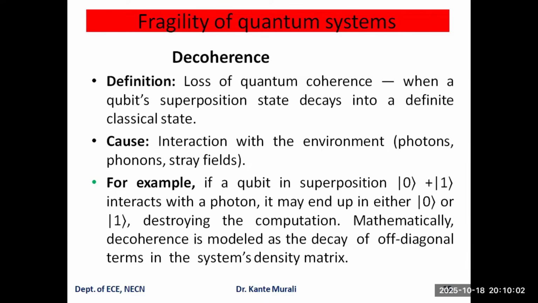Let us consider an example. If a photon bumps into a qubit in one state and the interaction measures it unintentionally, the superposition is gone. Mathematically, this is seen as the decay of the diagonal elements in a density matrix. In simpler terms, decoherence turns a quantum computer into a regular one. That's why isolation and error correction are so important to maintain quantum states without being affected by decoherence.